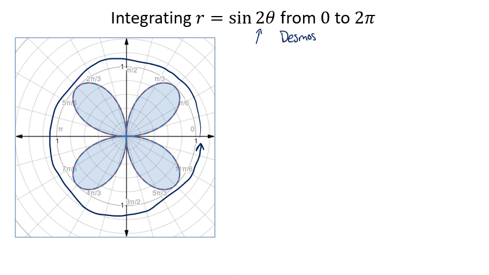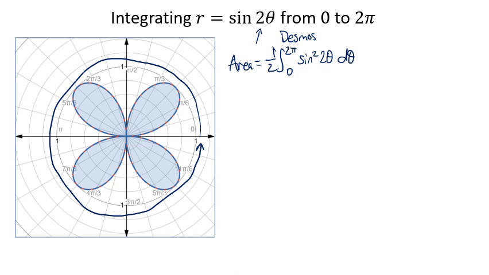How do I go about doing that? Well, the equation I just had was that the area is half the integral from a to b, so I'm going from 0 to 2 pi of r squared. Well, I know what r is now. r is sine 2 theta, so I've got sine squared 2 theta. That's just r squared, and then d theta.